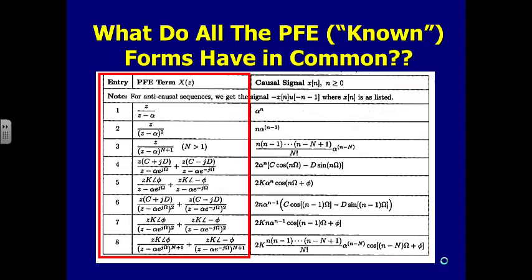Z minus alpha. There's a lot of Z minus alphas going on in there. Yeah. Well, except alpha sometimes is real, sometimes is complex. What else do you notice? They all have Z in the numerator.